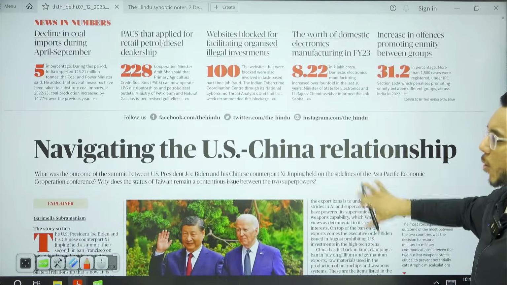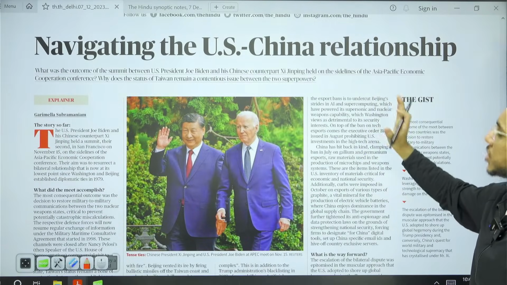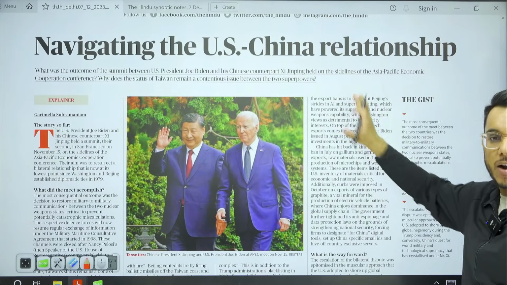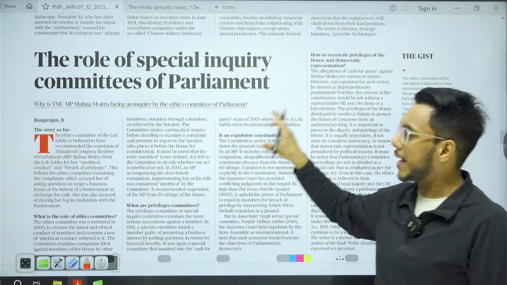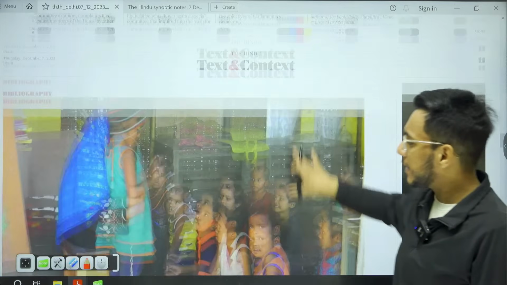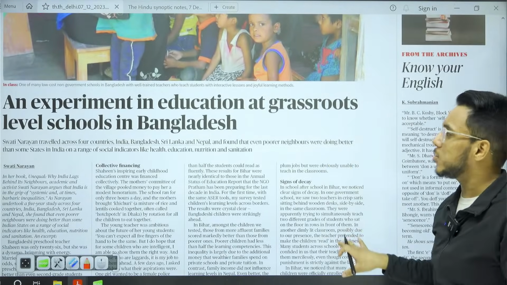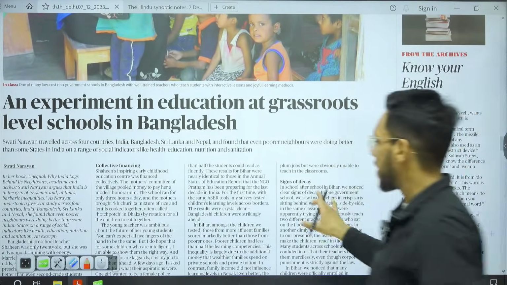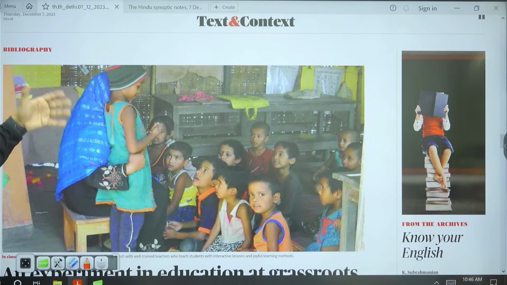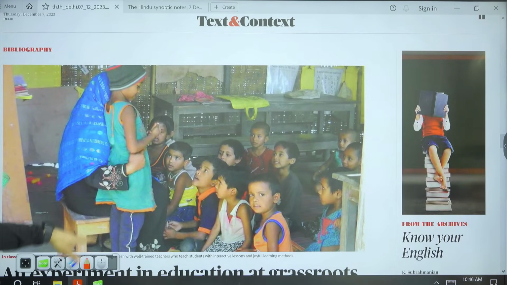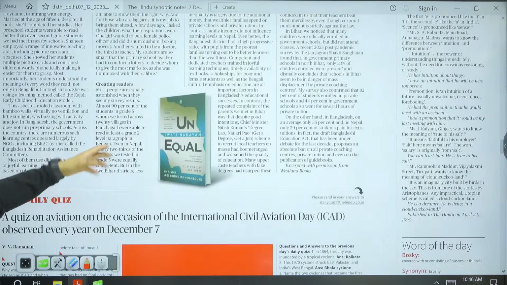Then in Text and Context, we have this article, navigating the US-China relationship. We'll take this particular article for examination. Below it, the role of the special inquiry committee of Parliament; we will take this article also. Then further moving on, an experiment in education at grassroots level, schools in Bangladesh. Basically this is a book review article in which they take a book and discuss its premise. Here Unequal, the book by Swati Narayan, is being discussed.